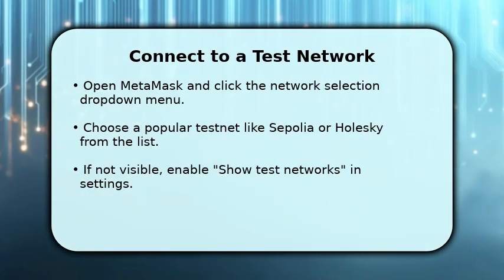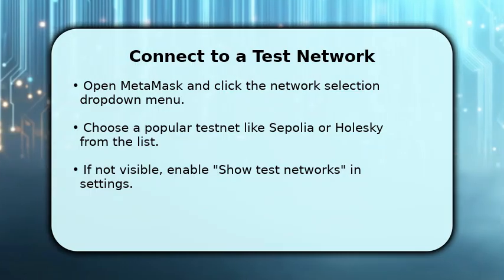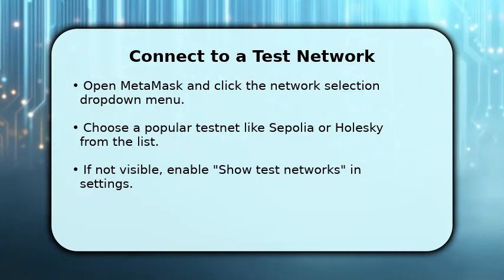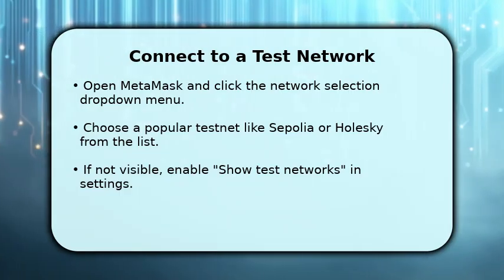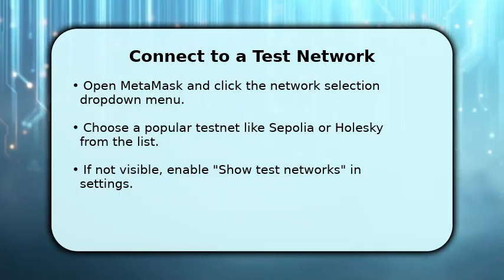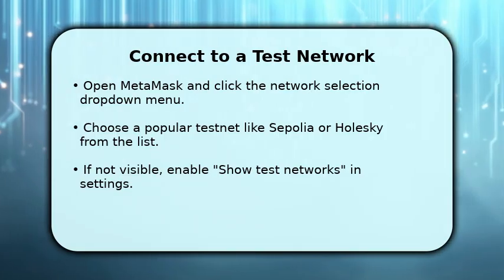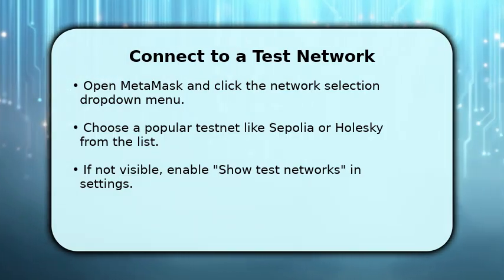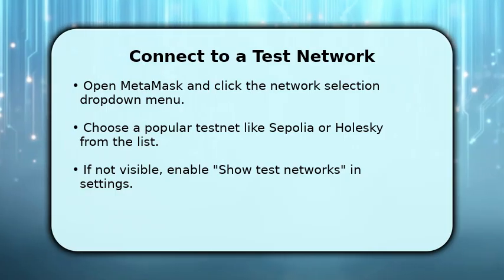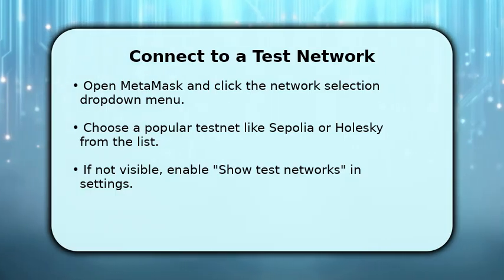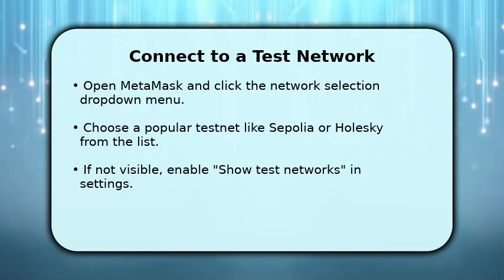Next, open your MetaMask wallet and locate the network selection dropdown, usually at the top. From the list, select a test network such as Sepolia or Holesky. If you do not see these options, navigate to your MetaMask settings, then to Advanced, and toggle on Show Test Networks. This action will reveal all available testnets, allowing you to connect to the desired environment for testing.